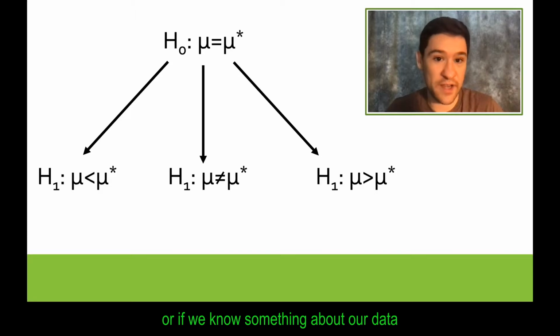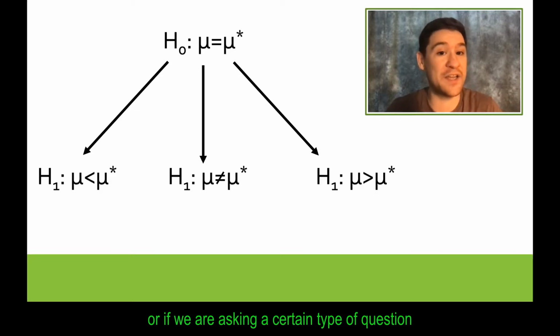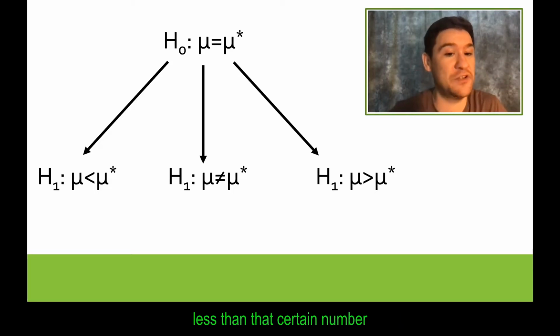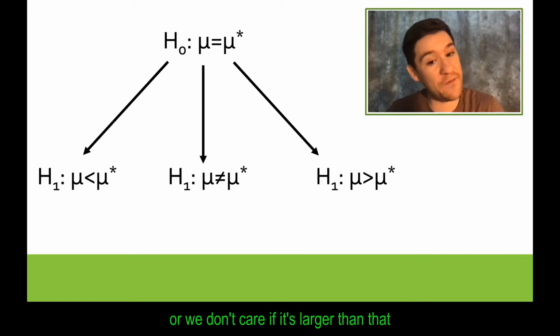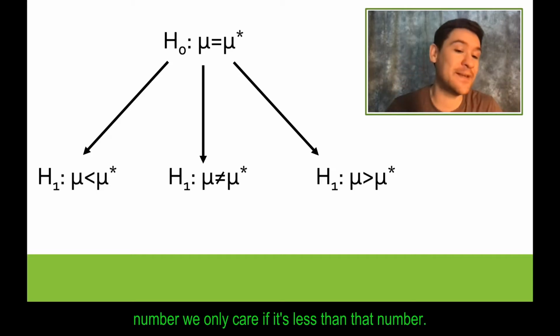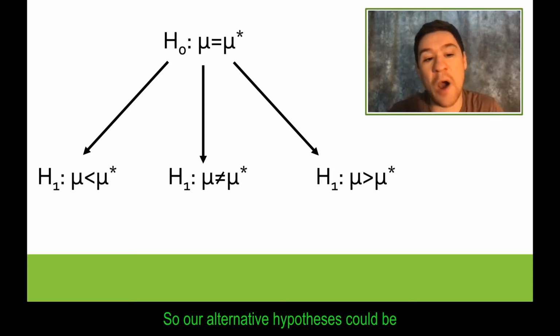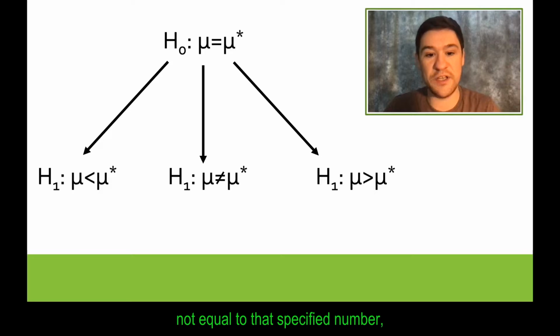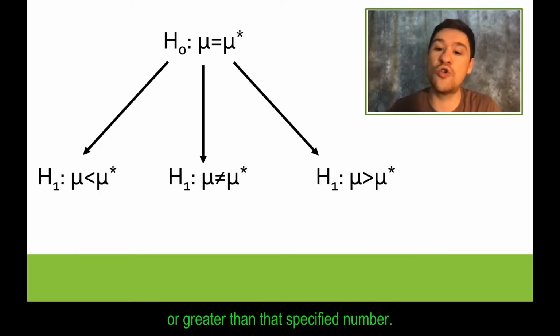something about our data, if we are asking a certain type of question, maybe we know that the population mean can only be less than that certain number, or we don't care if it's larger than that number, we only care if it's less than that number. So our alternative hypotheses could be that mu is less than that specified number, not equal to that specified number, or greater than that specified number.